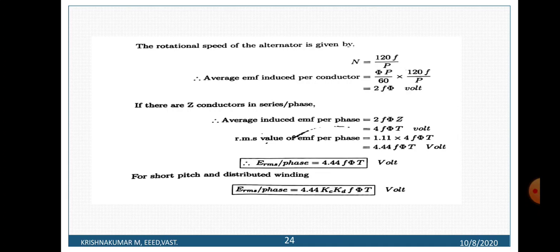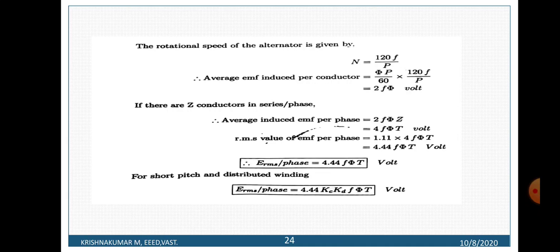This is the average EMF induced in one conductor. How many conductors are there? There are Z conductors per phase. Therefore the average induced EMF per phase is equal to 2 f phi into Z, which is 2 f phi into 2T, which is equal to 4 f phi T.